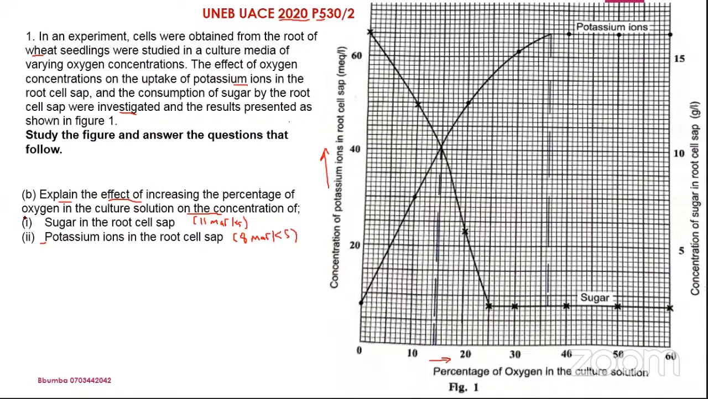Okay, let us first pause this somewhere. Now let us go to part 2. Part 2 says that explain the effect of increasing the percentage of oxygen in the culture solution on the concentration of potassium ions in the root cell sap. Can I have someone to explain the effect of increasing the percentage of oxygen in the culture solution on the concentration of potassium ions in the root cell sap?